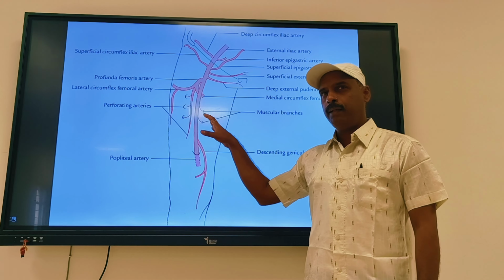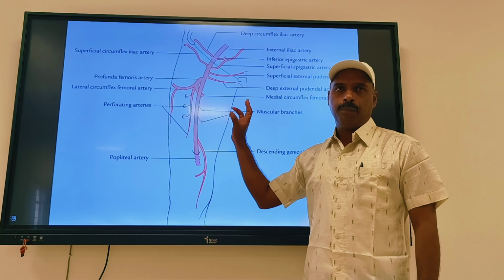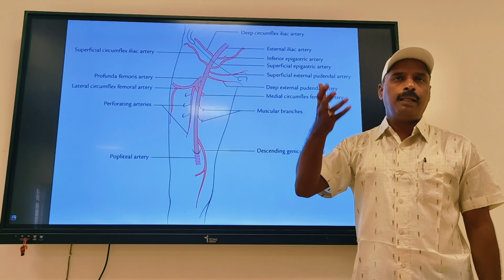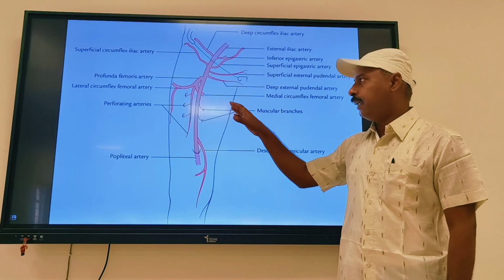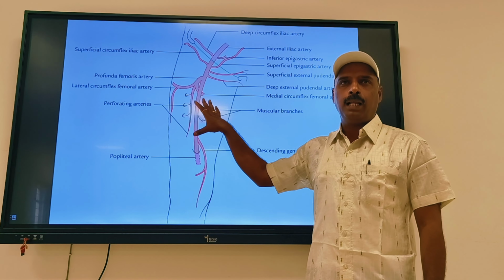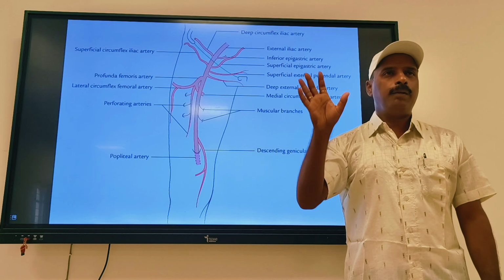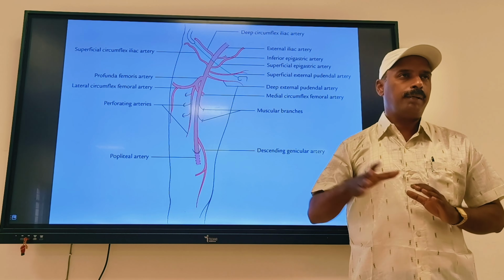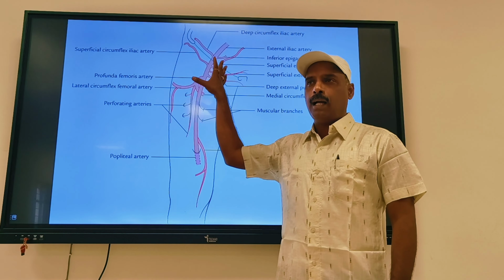So how are you going to tell the relations of the femoral artery in the adductor canal? In the adductor canal it is related anteriorly to vastus medialis, medially sartorius, then posteriorly adductor longus and adductor magnus. That is about the relations of the femoral artery in the femoral triangle and adductor canal. This is a simple way. When you study the femoral triangle and adductor canal perfectly, just apply it here when you describe the femoral artery. Then going to the branches of the femoral artery.